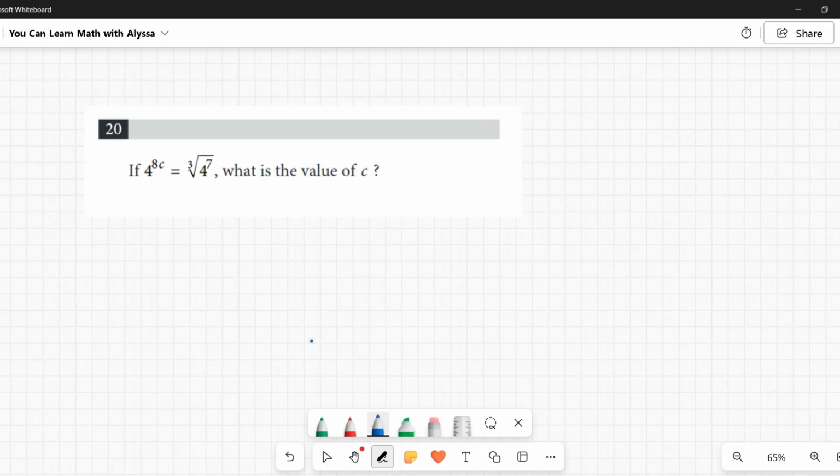20. If 4 to the power of 8c equals the third root of 4 to the power of 7, what is the value of c? Okay, we have exponents being compared to roots.